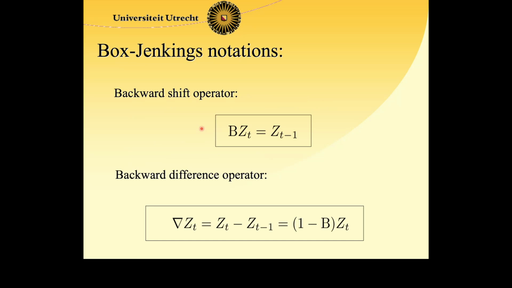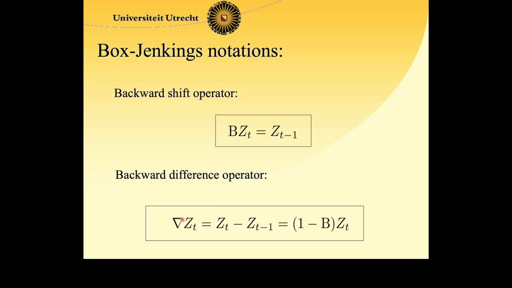So two important operators that are used in Box and Jenkins modeling are the so-called backward shift operator and the backward difference operator. The backward shift operator says that if we put B before a certain variable Z t, then we mean that B times Z t is equal to Z t minus 1. So it shifts. Multiplying Z with B then means in this algebra looking at Z one time step back. And then you have the backward difference operator.